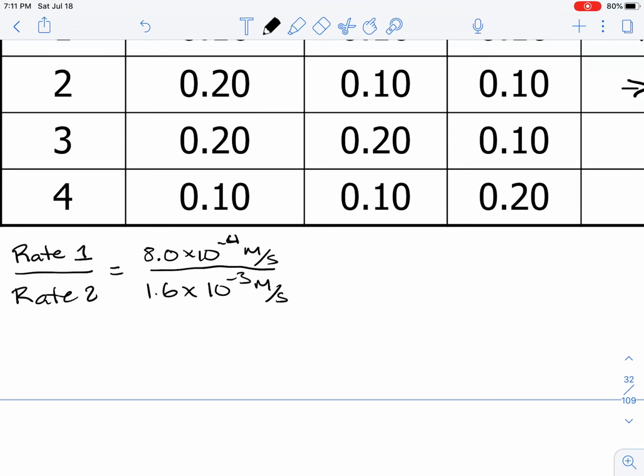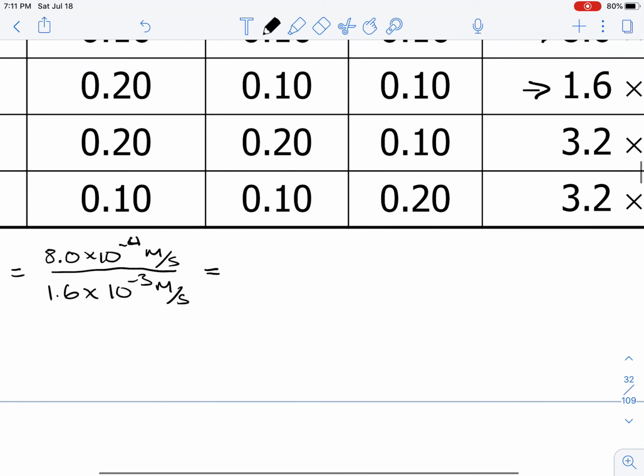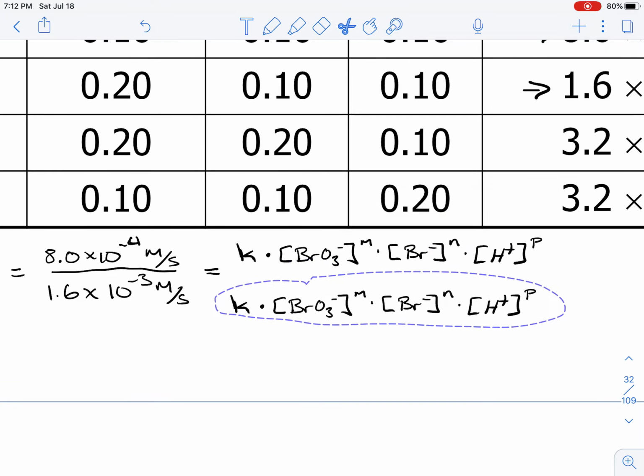And so if this is the initial rate of the reaction, then the initial rate of the reaction can be expanded to the general form of the rate law. So the rate constant K times the concentration of bromate raised to the m power, times the concentration of bromide raised to the n power, times the concentration of H+ raised to the p power. And so I'm going to go ahead and duplicate what I wrote just to save time.